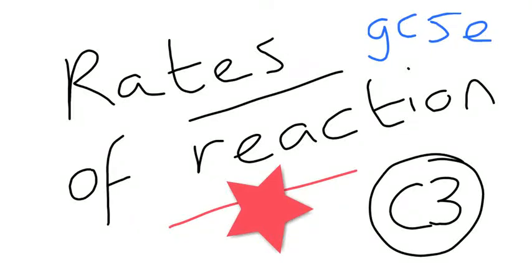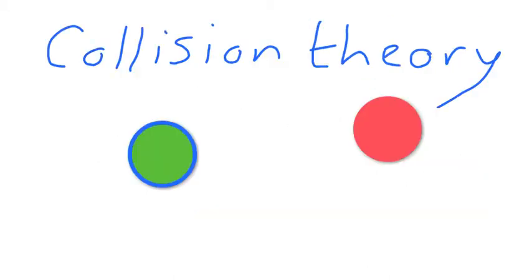This is a mini bite for rates of reaction linked to the C3 OCR Gateway GCSE unit. Collision theory is about how particles need to collide in order to allow a reaction to actually happen. A successful collision results in a chemical reaction occurring and the new product being made.